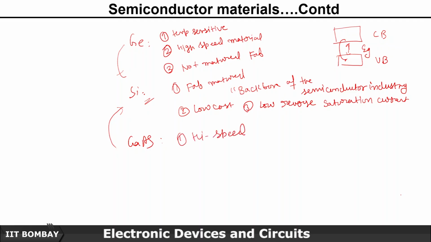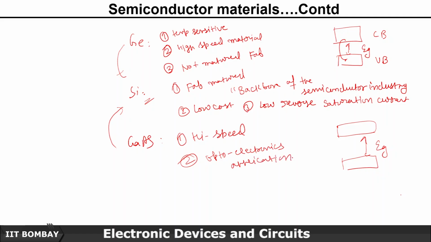Also, the band gap, EG, is higher than silicon's, so it is also being used for optoelectronics applications. It is also being considered as a material for the future. As more fabrication technology develops for gallium arsenide, more devices will use it.